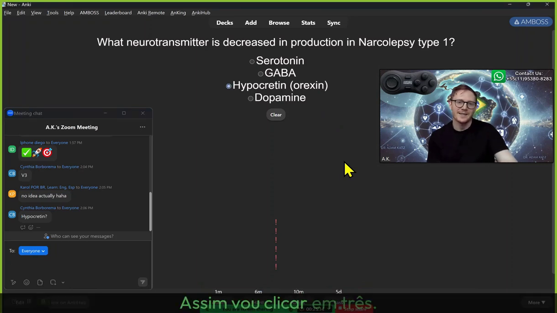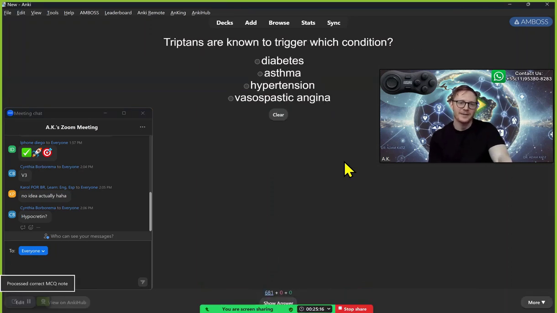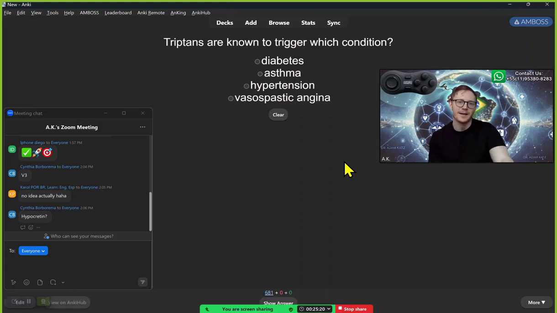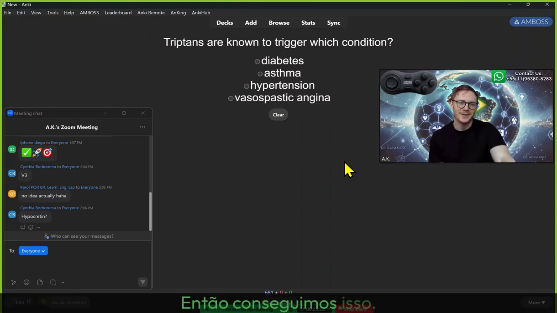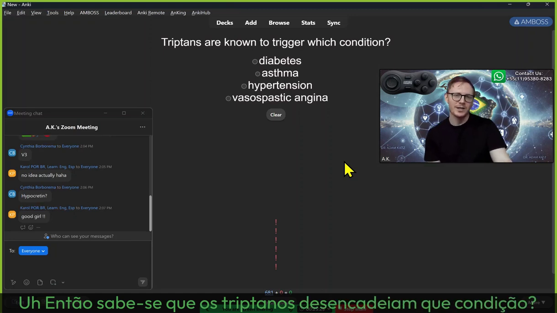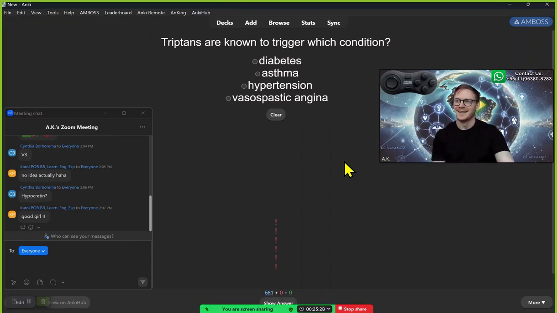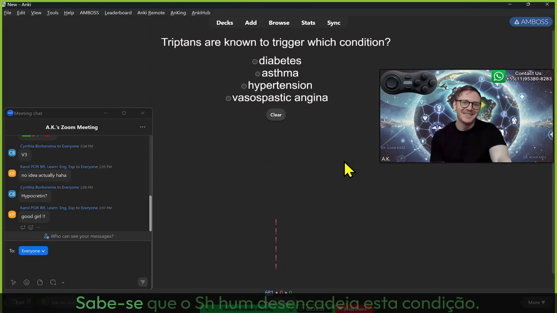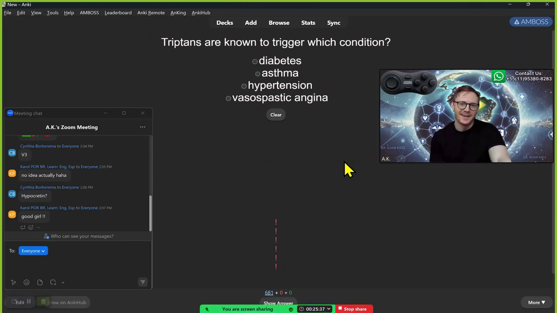I'm going to click 3. Here we go. Hypocretin. So it just suspended. You can see how it says process correct MCQ note in the bottom left. So triptan, that was a good one. So we got that. Triptans are known to trigger which condition? Yeah, Cynthia got there. She's got 2 right in a row here. Triptans are known to trigger which condition?